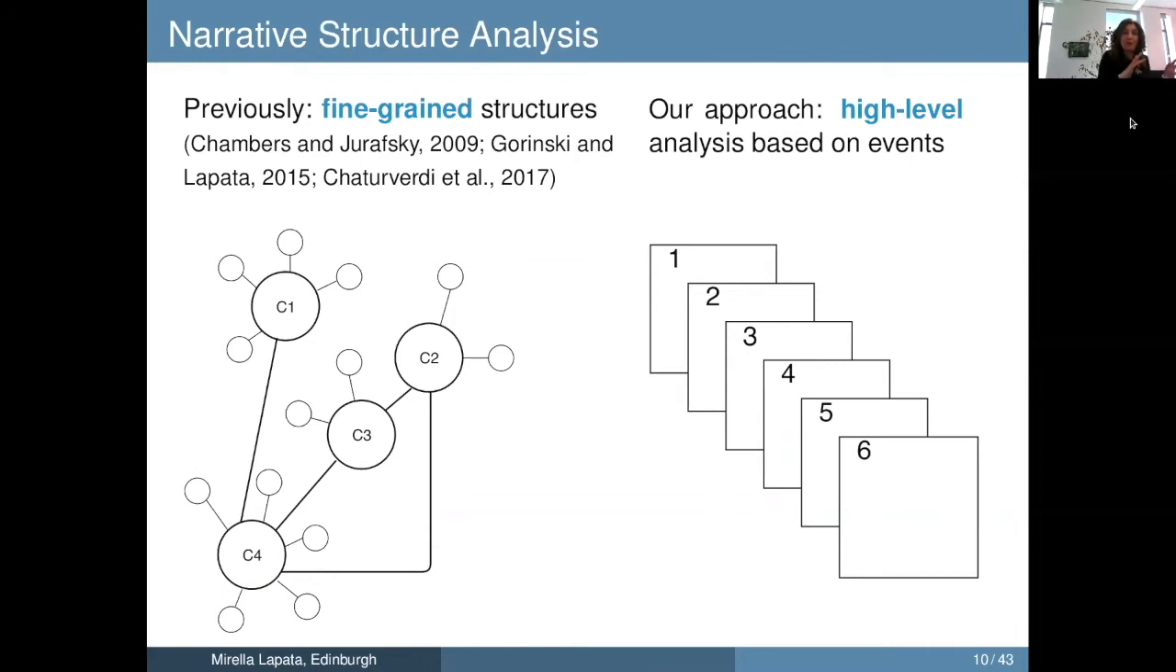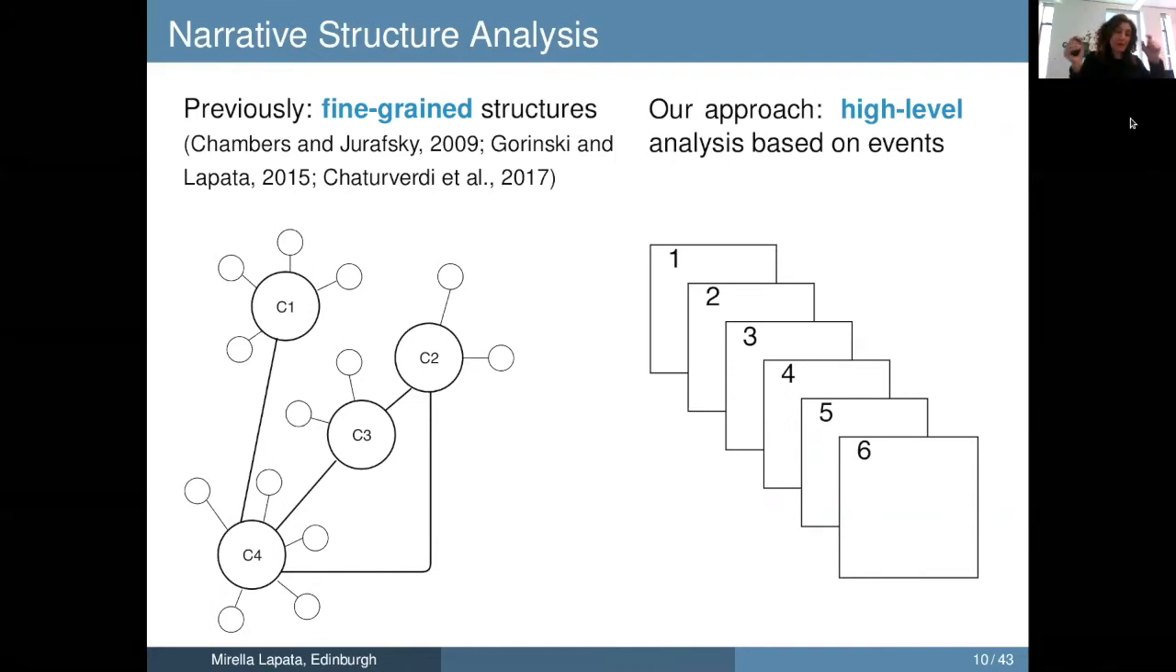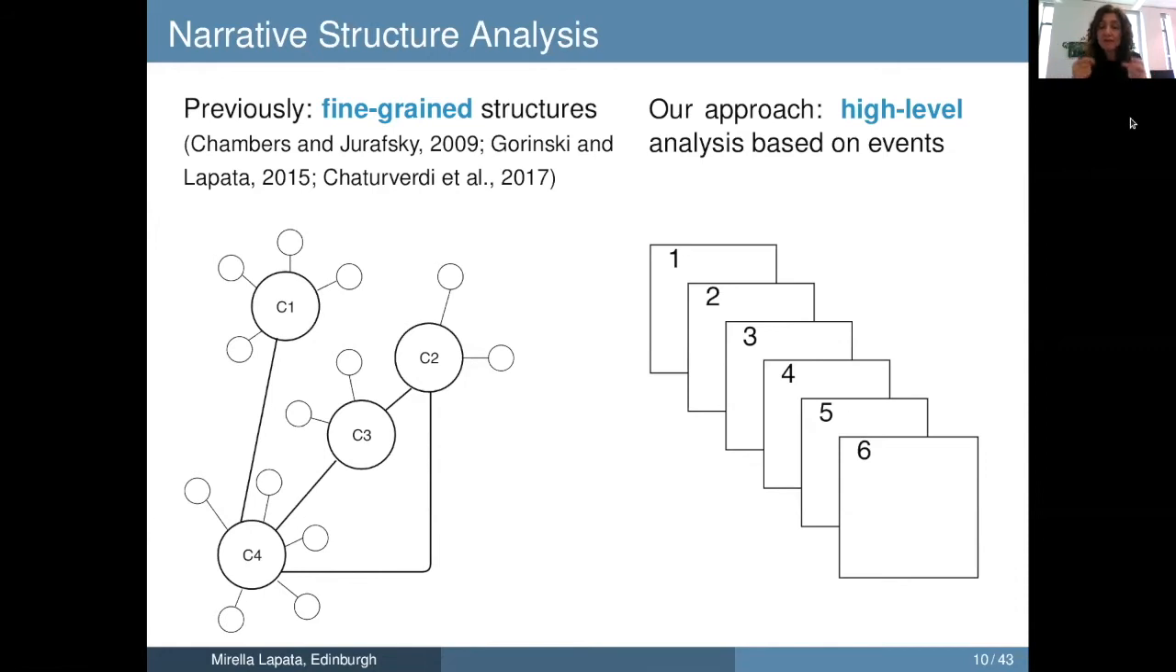So previous work tries to analyze these screenplays at a very fine-grained level, where you identify characters and their interactions. And so you can think of C1, C2 here as different characters in the screenplay, and we impose a graph structure and they're all connected. And this is at the low level. What we are saying is, look, this is a screenplay. We're going to identify the main events there. And once we know these events, we'll take it from there.